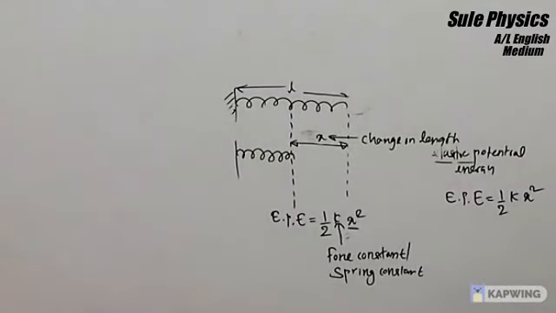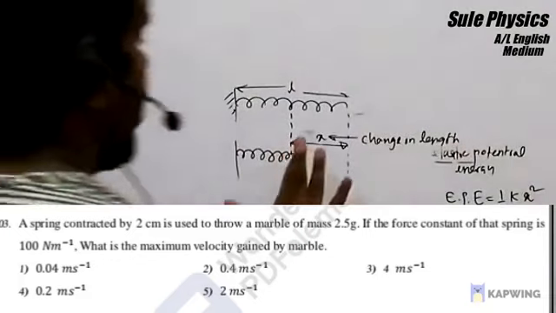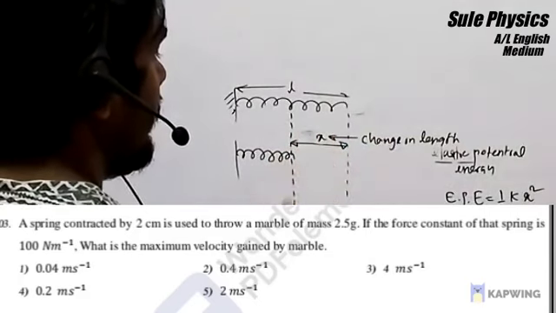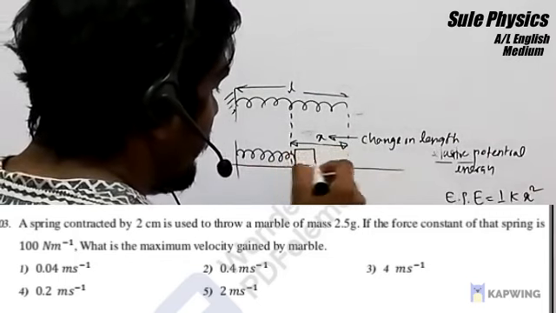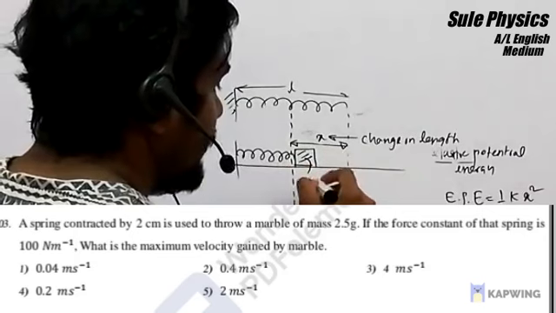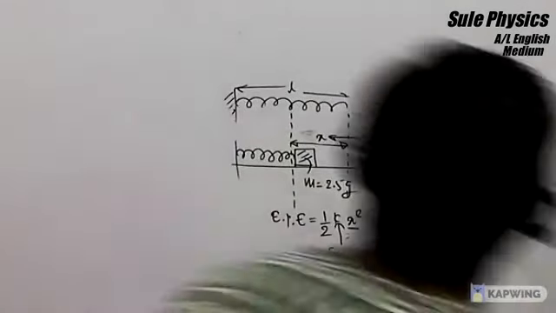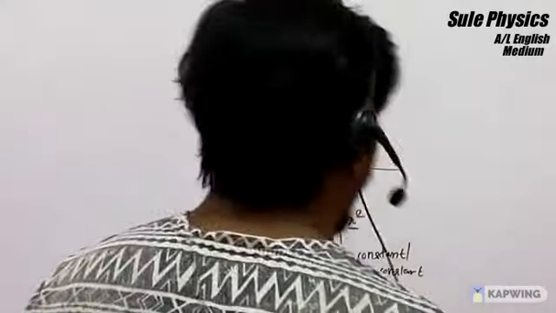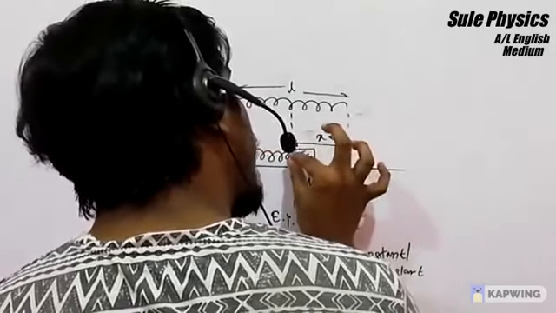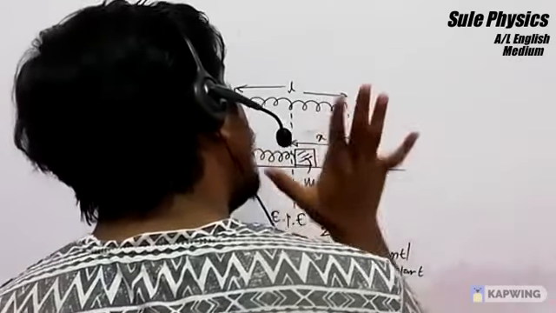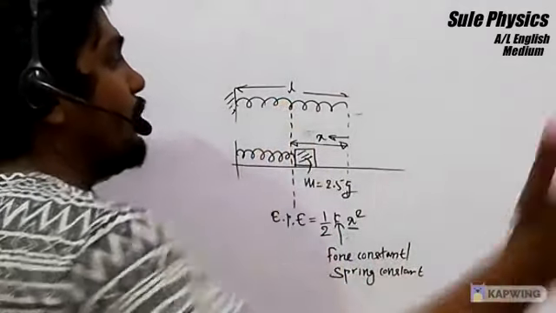Now the question says that a spring contracted by 2 centimeters is used to throw a marble of mass 2.5 grams. Now, like this, the spring is compressed. So there is a marble. Its mass, simply m, is 2.5 grams. Right? Then what happens next? Now the spring is compressed and you keep a mass near that spring. When you release the spring, what would happen? The spring starts stretching. As a result, this object starts moving.